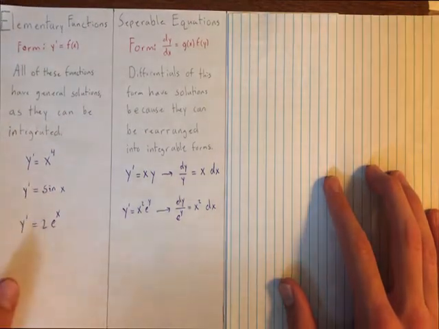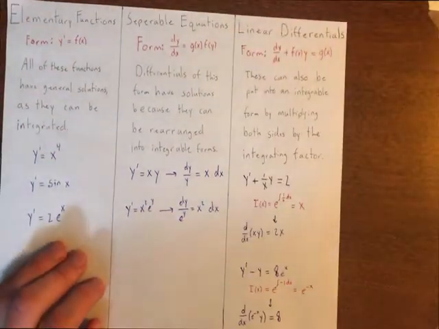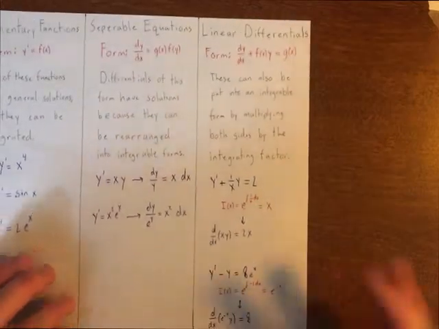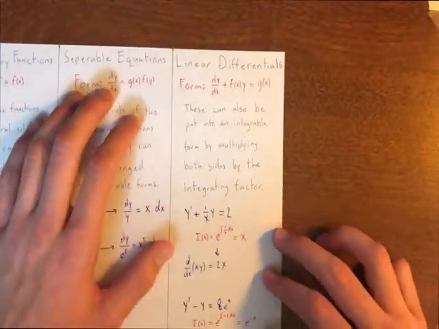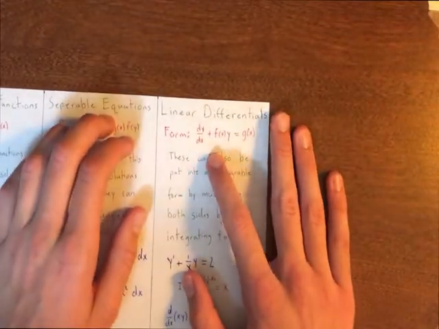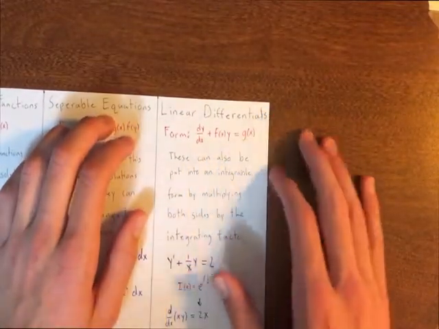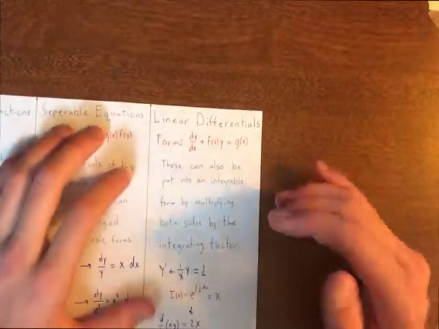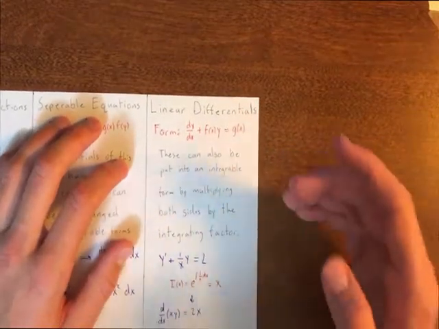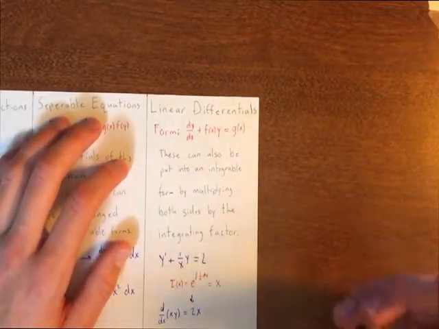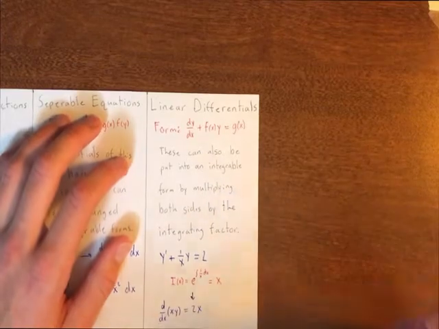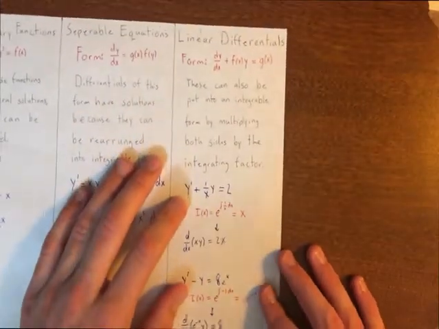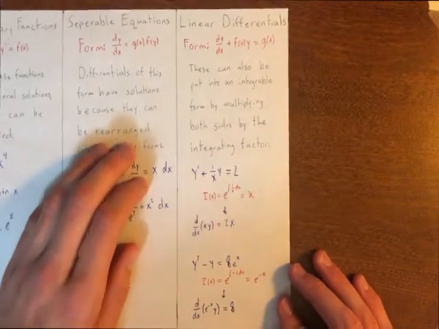And our last type of equation is our linear differentials. These are a bit more complicated, and they're of the form dy dx, or y prime, plus a function of x times y equals another function of x. These can also be put into an integrable form by multiplying both sides by the integrating factor, often denoted by I of x. Down here, our first example is y prime plus 1 over x times y equals 2.